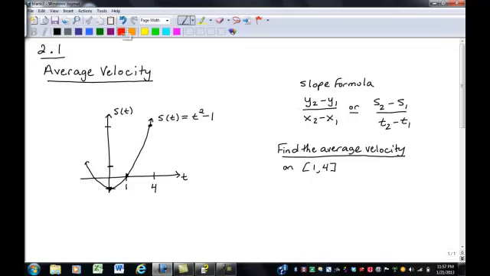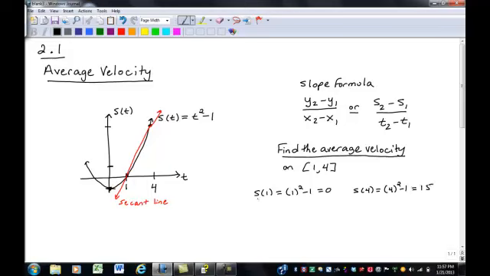Here's a picture of the actual line we're finding the slope between. And that red line is called the secant line, or a secant line. So, first I'm going to plug in 1 for t, and I get 1 squared minus 1, which gives me 0. And I plug in 4 for t, and I get 4 squared minus 1, which is 15.